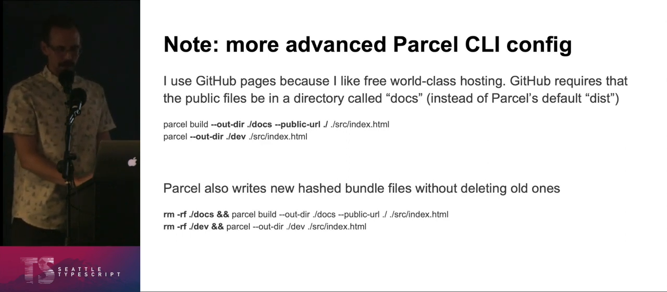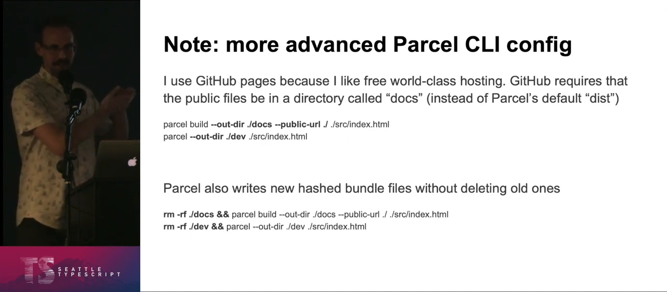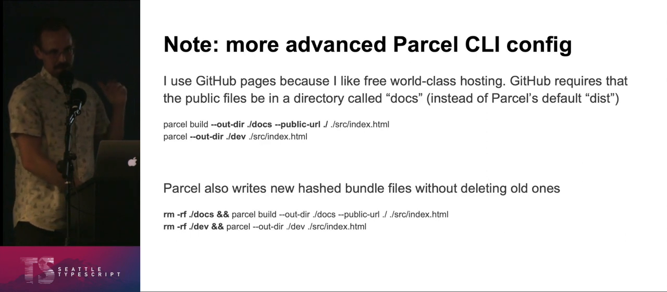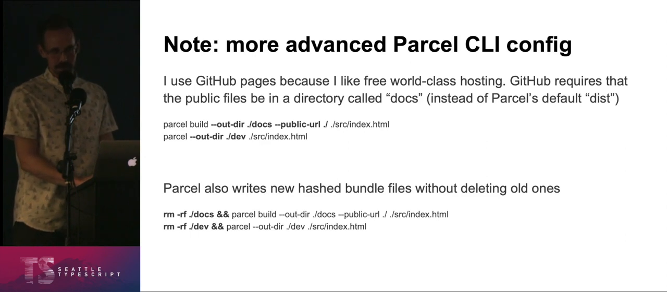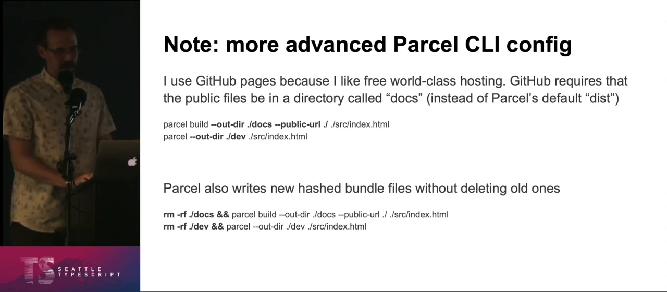Parcel also keeps writing the new hash bundle files without deleting the old ones. So you'll have like 100 of the same bundle, slightly different with a different hash name. So also in these scripts, I just threw in a little remove recursive directory. It just deletes it before it rebuilds it each time. That doesn't affect the caches. The caches are all separate from that, so things run pretty smoothly.